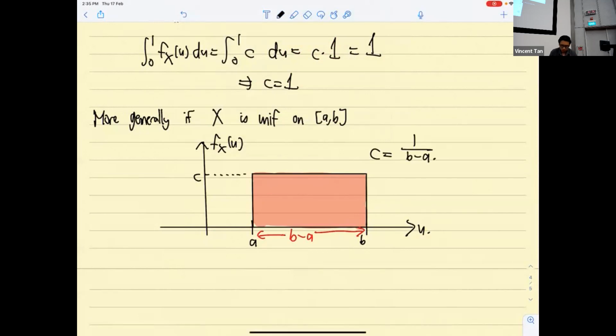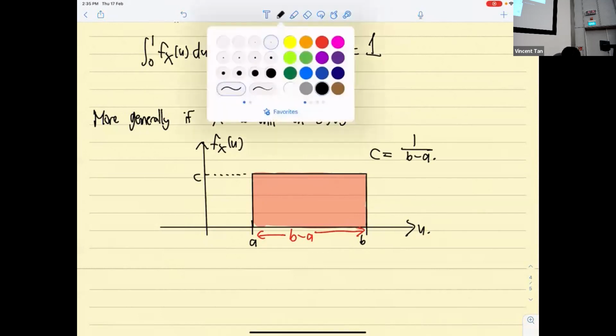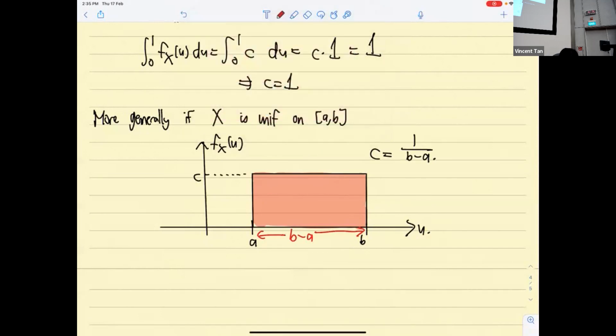If you want me to perform this calculation, I can, but just eyeballing it, you can see that if I choose C to be this, then again we recover that the area under the curve is equal to 1. If you choose C to be any other value, it's not equal to 1. So that is a very benign example. Can you see that?